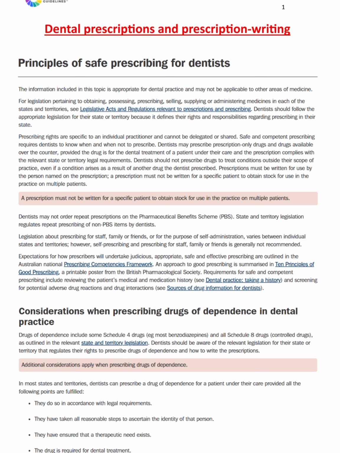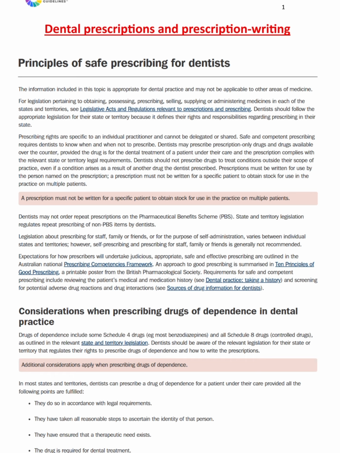An approach to good prescribing is summarized in 10 Principles of Good Prescribing, a printable poster from the British Pharmacological Society. Maybe you can Google it, you'll find something. Requirements for safe and competent prescribing include reviewing the patient's medical and medication history and screening for potential adverse drug reactions and drug interactions. So before prescribing any medication, it is really important that we know the medical history of the patient, what medications they are already taking, the screening for potential adverse drug reactions, and if there are any drug interactions.